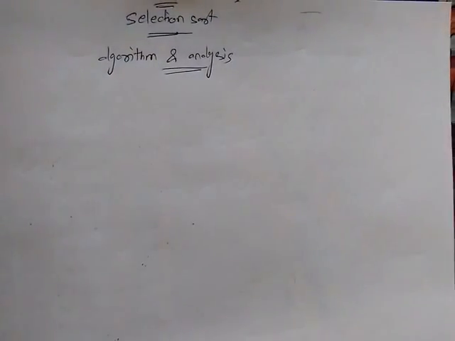Hey, today I'm here to discuss the selection sort algorithm and its analysis. By algorithm we mean the sequential steps or procedure we perform to do a particular task. For example, to make tea, we have a particular defined set of steps which we follow. And yes, we can say that an algorithm for making tea exists.